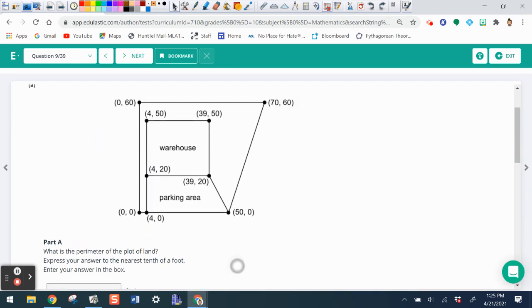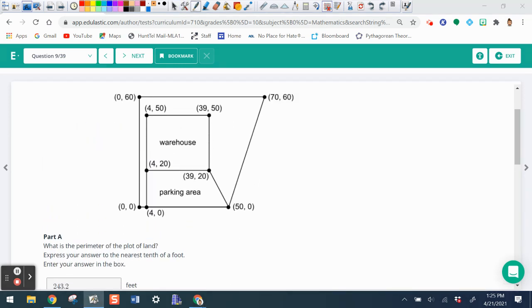So what we're going to do is find the total area of the plot of land and then subtract the area that I'm highlighting in purple, the area that makes up the warehouse and the parking area. So I'm going to put back a couple of our measurements. I remember this was 60 feet, this was 70 feet, 63.2 feet, and 50 feet.